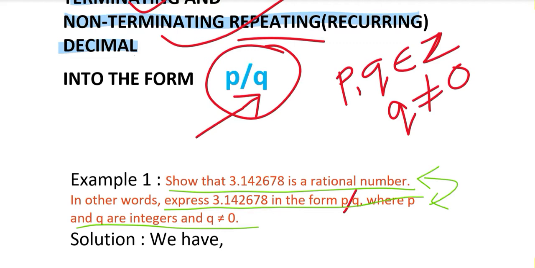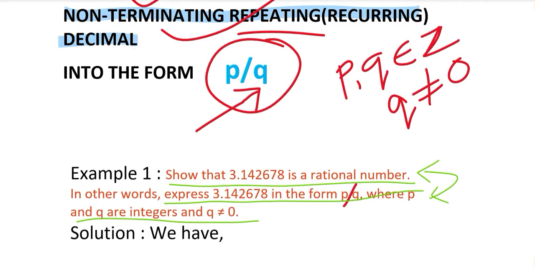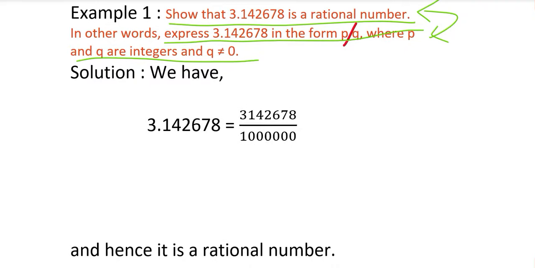Now for terminating decimals it is quite easy, very easy. It's not a headache for a terminating decimal. We just need to count the number of digits after the decimal, not number of decimals. Number of digits after the decimal. So there are 1 digit, 2, 3, 4, 5, 6. So you have 6 digits.